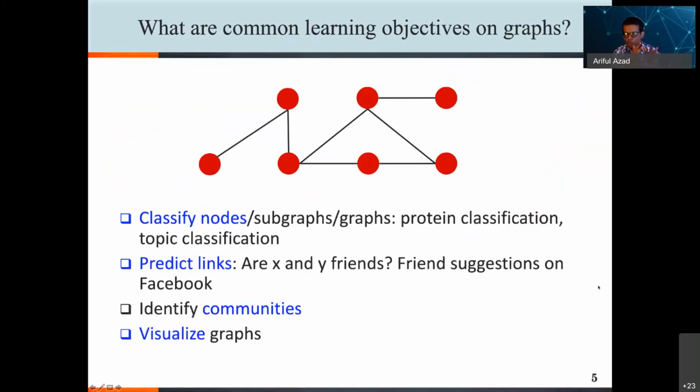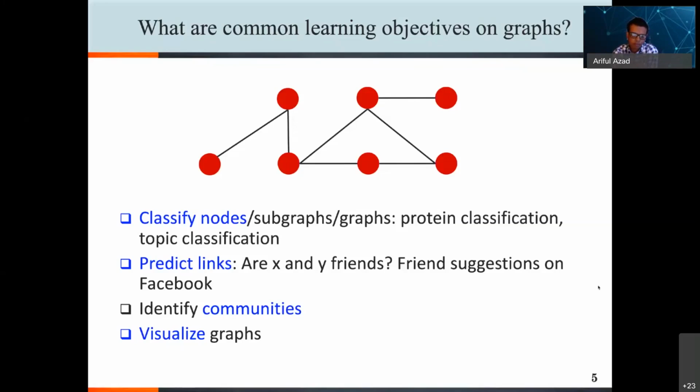So once we map our data to this abstract model called a graph, then when we learn on top of this data structure, there are many different learning objectives that we often formulate. For example, we'd like to classify nodes in a graph, or classify a subgraph or the entire graph. For example, in a protein network, we would like to classify proteins, or in a topic network, we'd like to classify topics, and so on.